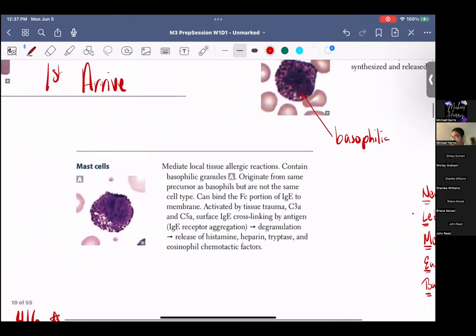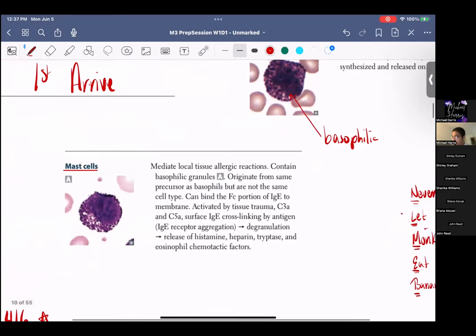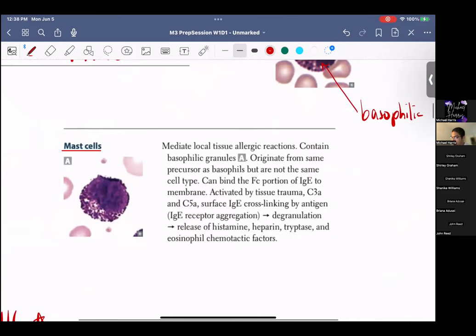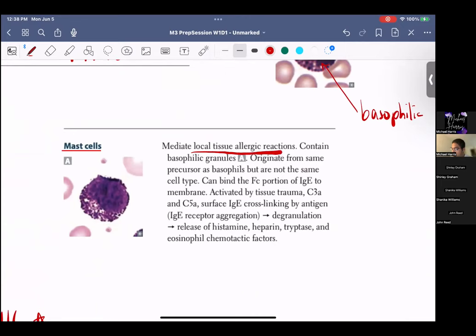Now, the next thing is a mast cell. Okay, mast cell is synonymous to a basophil. Okay, however, these are at local tissue sites.